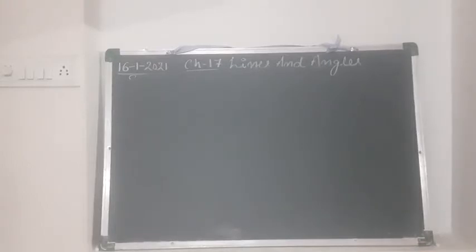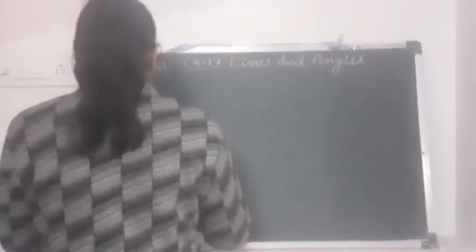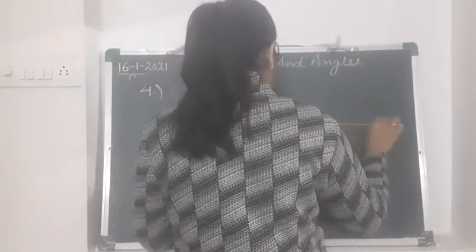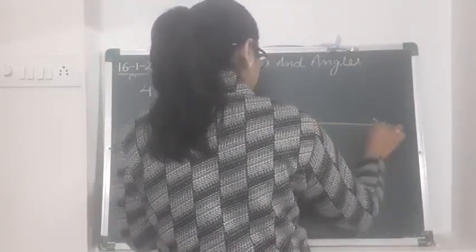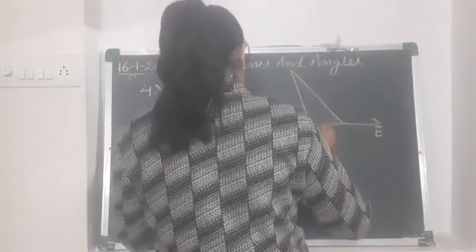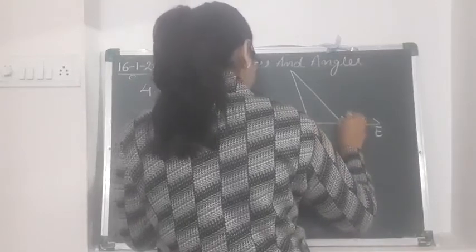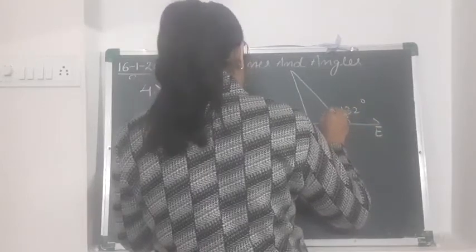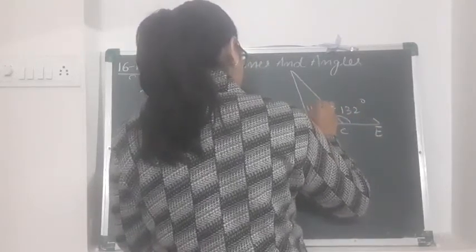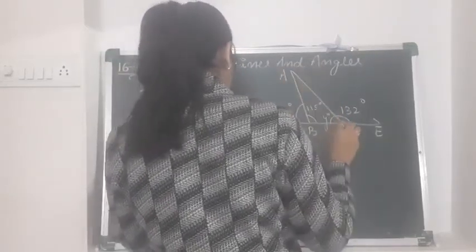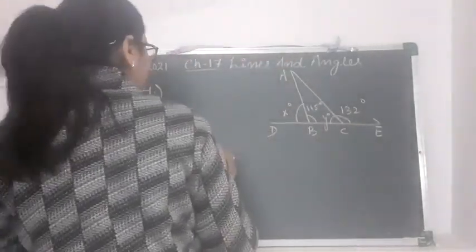Okay, now I will solve the fourth question. Okay, the third you do on your own. Fourth one is something like this. This is the question, oh sorry, it's given D and E. Then it's given like this, B and C. This is 132 degrees. This is y degrees. This is 115 degrees. This is x degrees. This is written A here. Now, find the value of x and y.